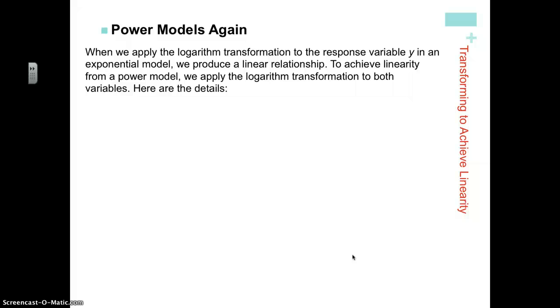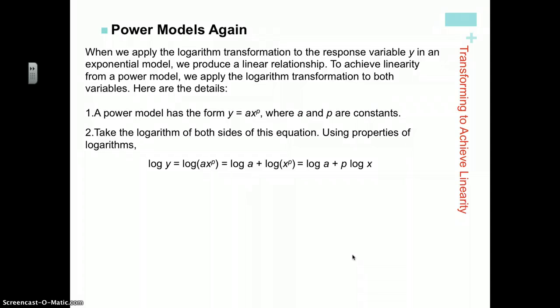So as a power model, you would apply it to both variables, both the explanatory and response variables, as opposed to your exponential model, where you're only going to apply it to your response variable. So a power model would have the form y equals ax to the p, where a and p are constants. Take the logarithm of both sides of this equation, use the properties of logarithms, and it would come out as follows.